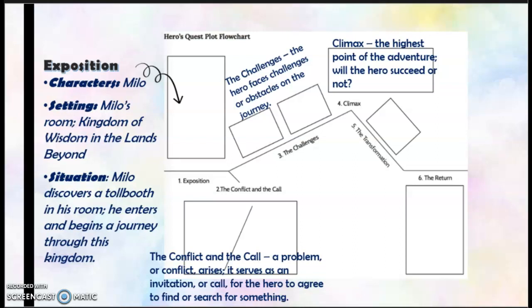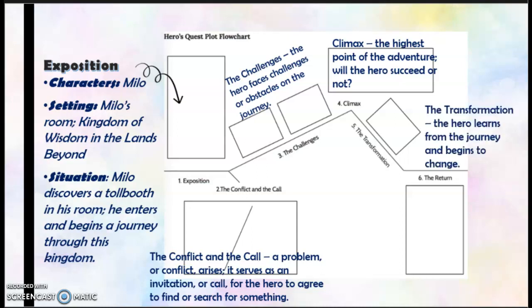Then, as the story starts to draw to an end, and we're about to wrap up the tail end of the story, we get to the transformation. And the transformation is where we see how the character has changed. This is where we see, what did the hero learn in the journey? And how does that character change?